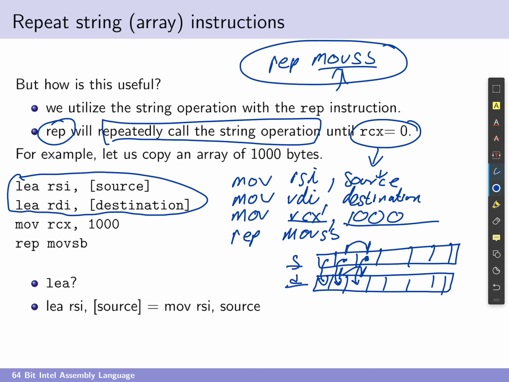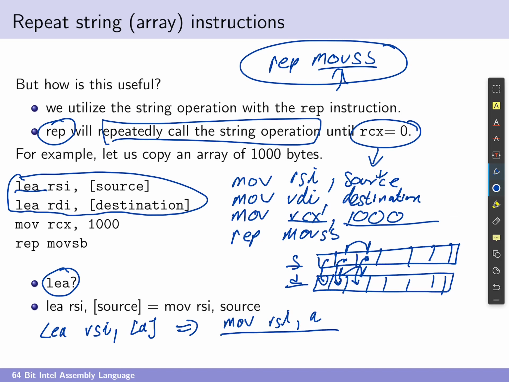Okay, now we need to discuss this instruction that I used here, LEA. Now, LEA stands for load effective address. And as I kind of alluded to, LEA RSI, A, so say I have some memory at address A, is equivalent to simply using move RSI, A. Now, at first glance, you might decide, okay, well, if LEA simply loads the address of A instead of the dereferenced value, why not just always use the second version?